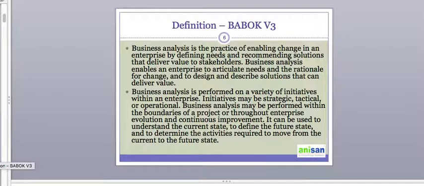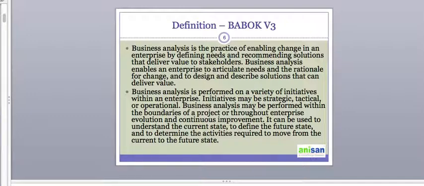Minutes. Okay, so let us talk about the definitions. Now here I have listed a few definitions. The first definition is coming from the BABOK version number 3, that talks about business analysis as a practice of enabling change in an enterprise. So here basically business analysis revolves around implementing change or enabling the change.